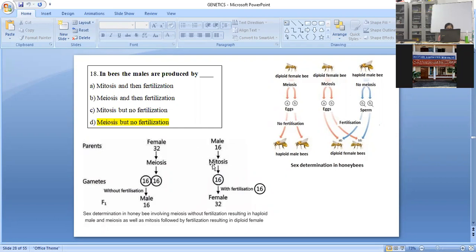In case of bees, we have the haplodiploidy sex determination. Haplodiploidy means the males are haploid, 16, females are diploid with 32 chromosomes. Now these females undergo meiosis to produce 16 each gametes, but mitosis will be, in case of male, to produce again a haploid gamete.